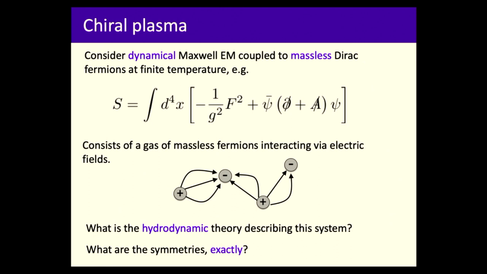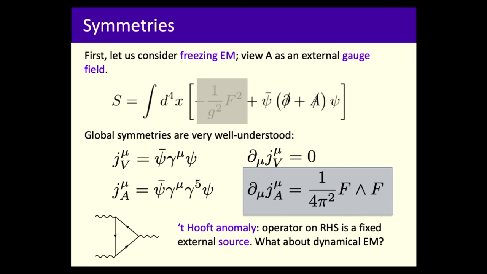And again, this is a little bit subtle. So I'm going to spend some time telling you what the symmetries of this system are. Okay. So first, you might be surprised when I say this is subtle, because we've all studied this theory forever. So let me first imagine a situation where we freeze electromagnetism. Okay. So consider A as an external gauge field for now. Okay. Ignore A's dynamics. A is a fixed external source. Then the symmetries are super well understood.